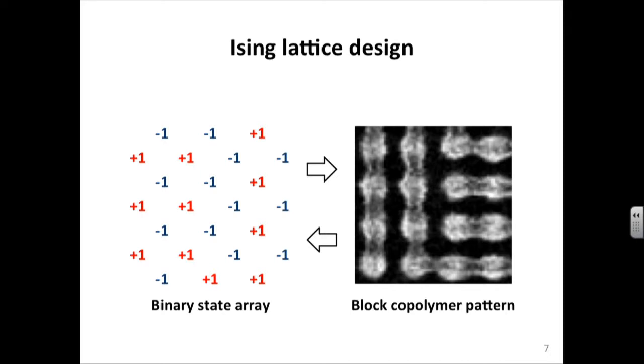After finishing the conversion, we can check that any binary state array can be uniquely mapped to a block copolymer pattern, and any block copolymer pattern can be uniquely mapped to a binary state array.